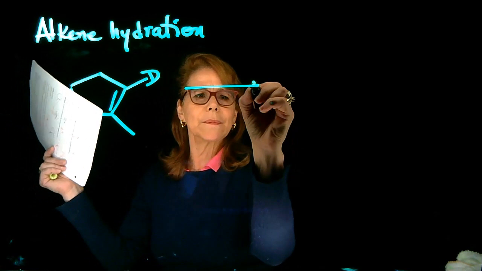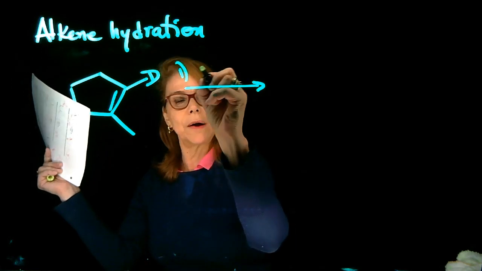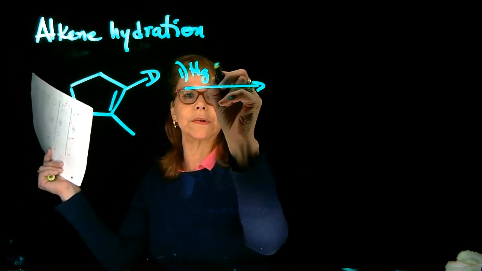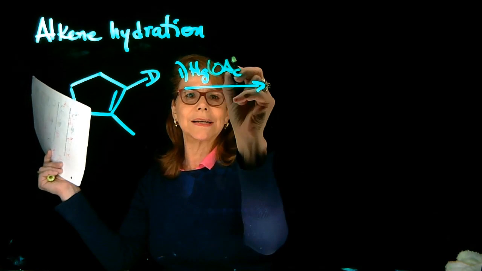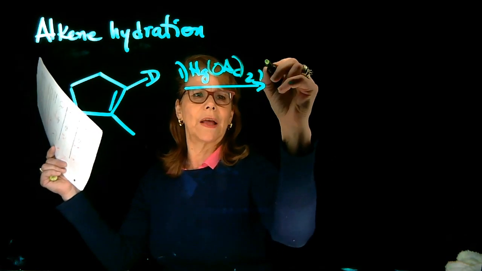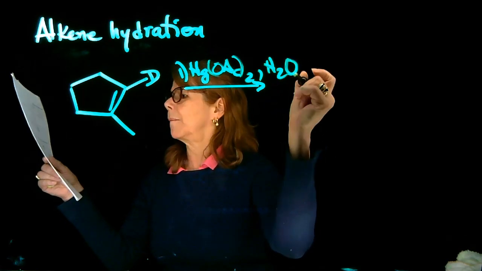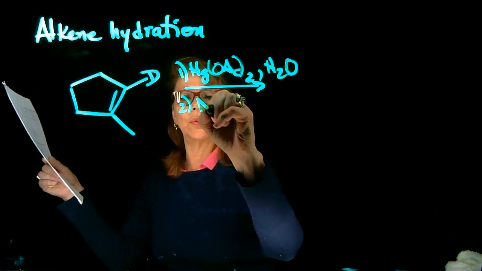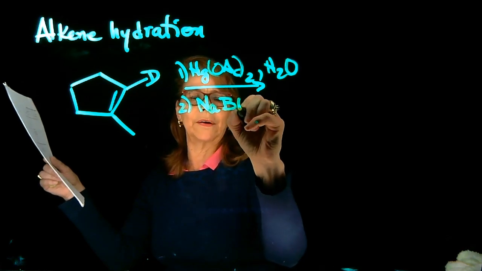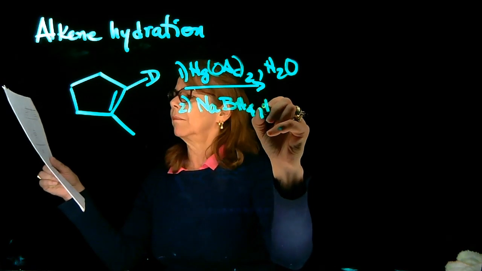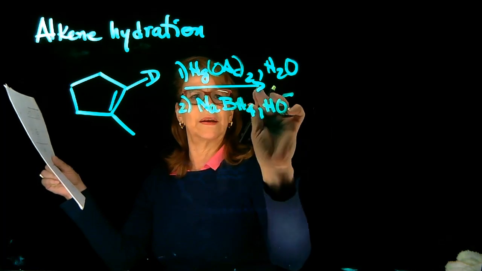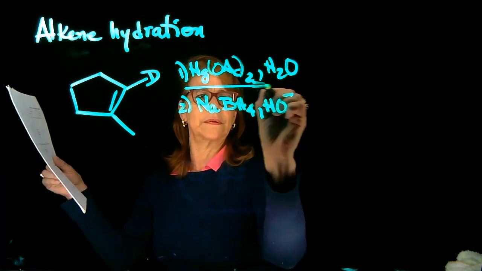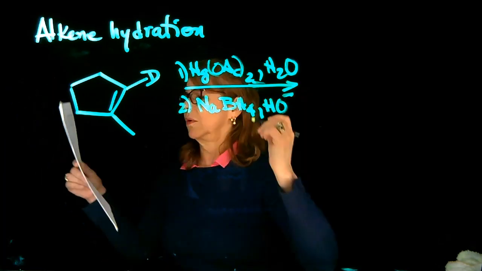So it's going to be important for us. Now, say the conditions are oxymercuration. First I have mercuric acetate with water. And then in the second step, I will do sodium borohydride in basic conditions. That is my second step. Let's make this longer. Okay.